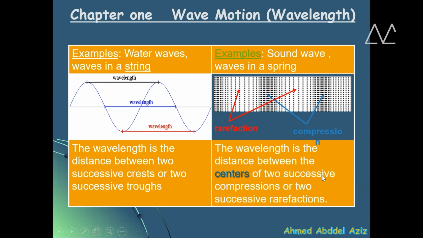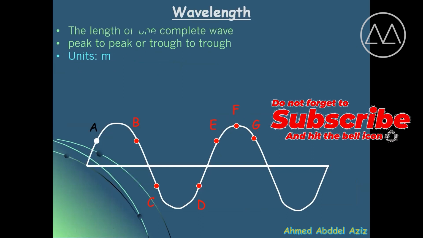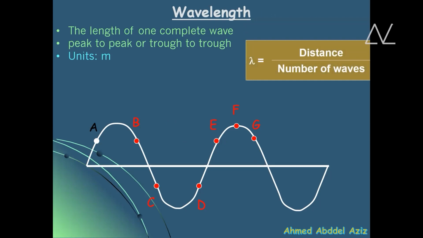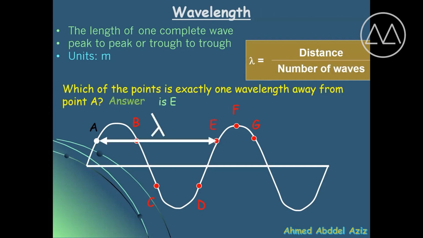The wavelength is the distance between successive centers of compressions or successive centers of rarefactions. To get the wavelength in this shape, we have to find what is equivalent to A, or what is the suitable point to make one complete wavelength. It's E. So the wavelength lambda here is the distance from A to E. And the wavelength in general is the distance divided by the number of waves. The distance from A to E is considered as one complete wavelength.